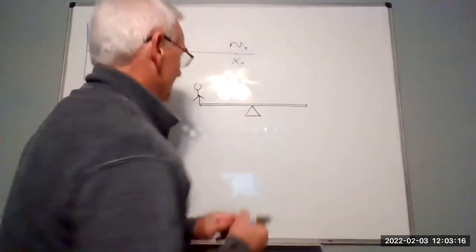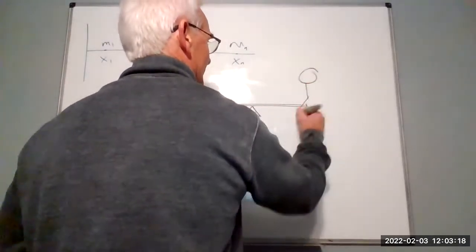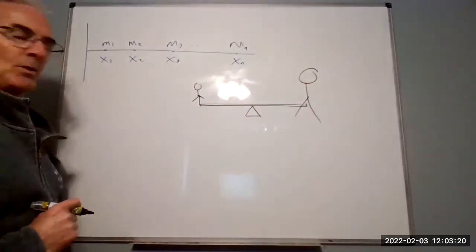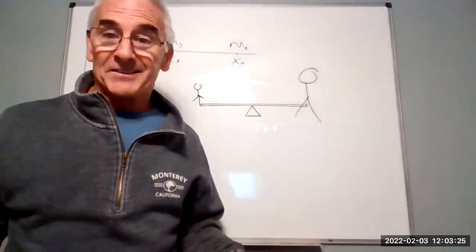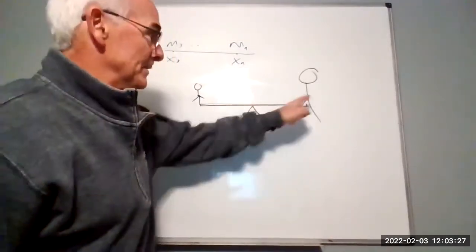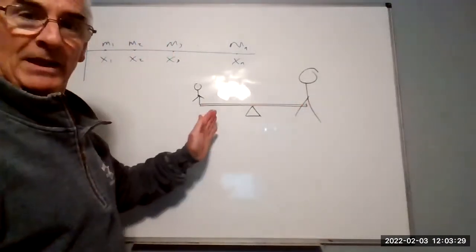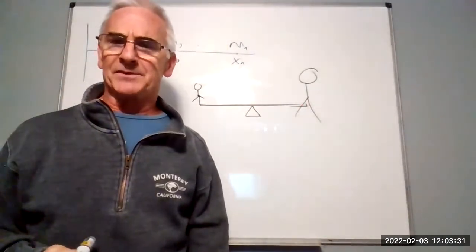this kid on the right is huge. Well, what's going to happen to my teeter-totter? It's obviously going to tip. I would like it to balance. Maybe they're going to go up and down, or maybe this guy sends this guy airborne. I don't know. How do we get it to balance?